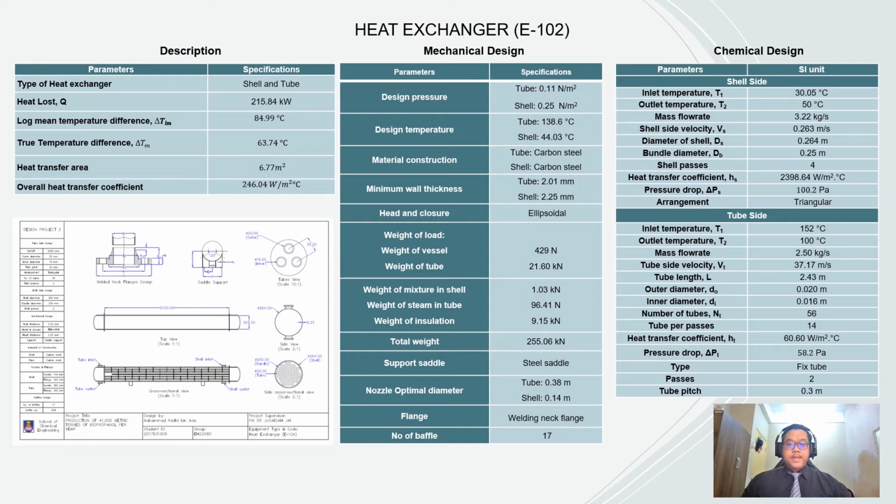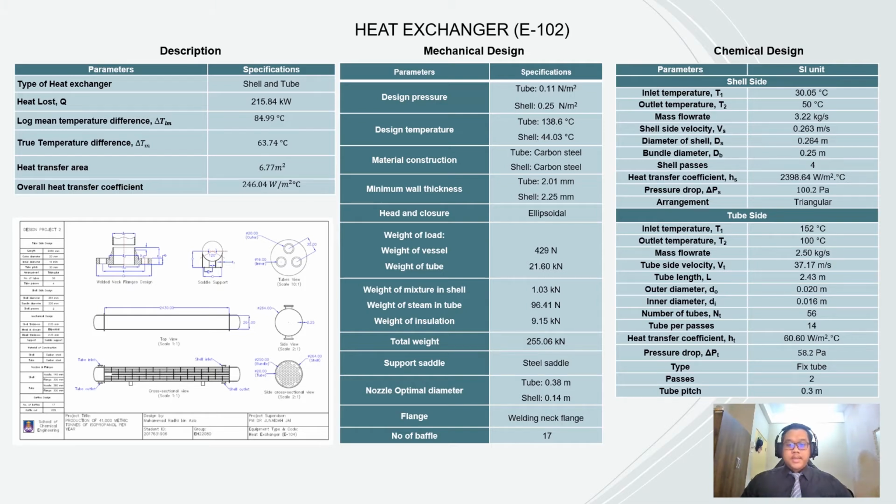The purpose of heat exchanger E102 is to increase the temperature of fluid stream from 30.05 degrees Celsius to 50 degrees Celsius before it enters reactor R101. The assumptions made for our chemical design are that there is no heat loss to surrounding, the surrounding temperature is neglected, and lastly the kinetic and potential energy change are neglected.